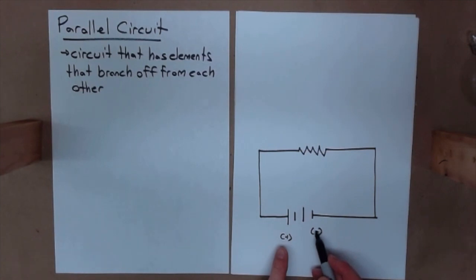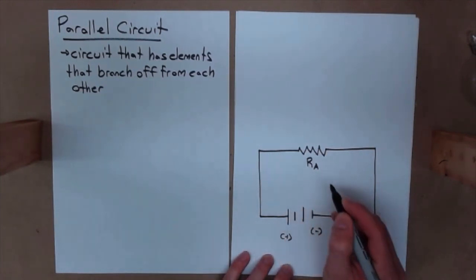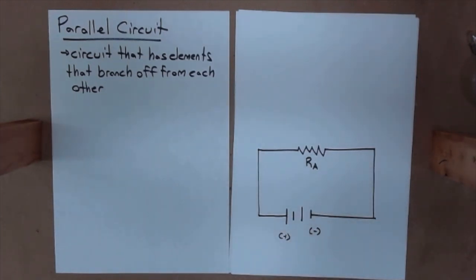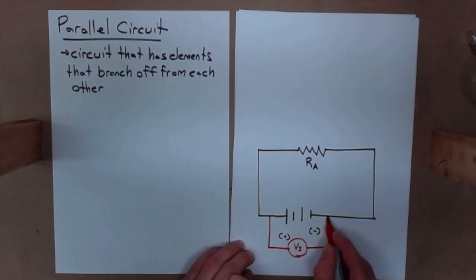Positive, negative, around to this resistor. And I'm going to name this resistor RA. That is resistor A. I'm also going to take a voltmeter, and I'm going to connect that voltmeter to my high and low potentials here, and it's going to tell us what the voltage of the source is.